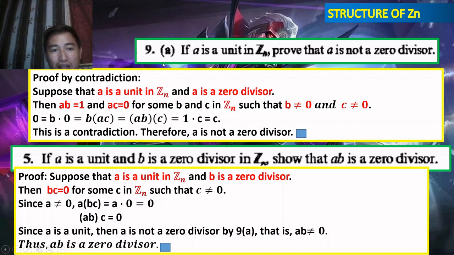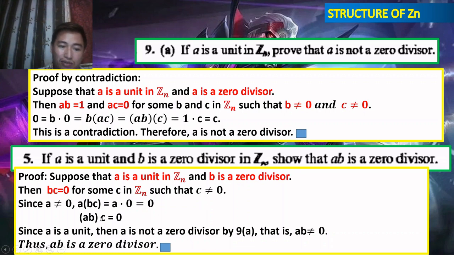Okay, we use 9A by 9A. That is, if you are not a zero divisor, meaning AB is not equal to 0. If you are a zero divisor, you equal 0 when multiplied by something. So this is not equal to 0. So AB is not equal to 0.